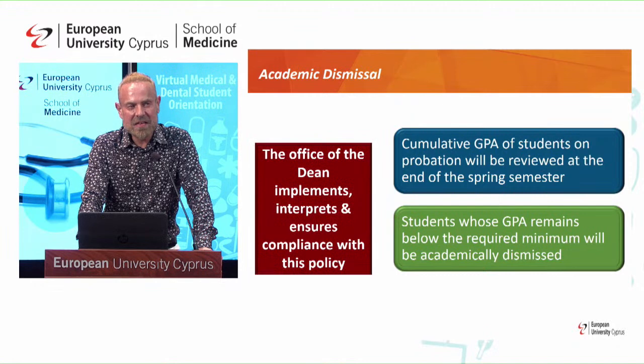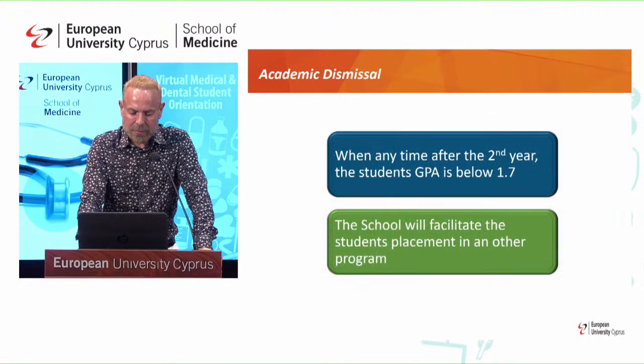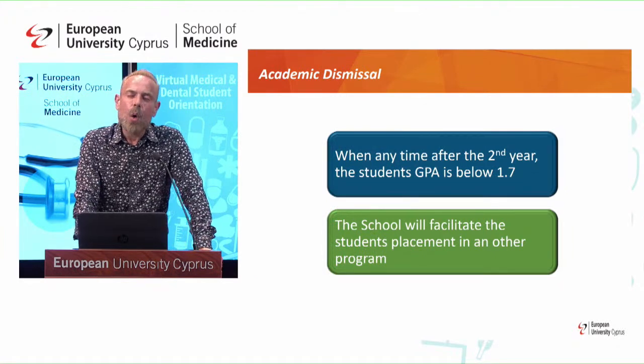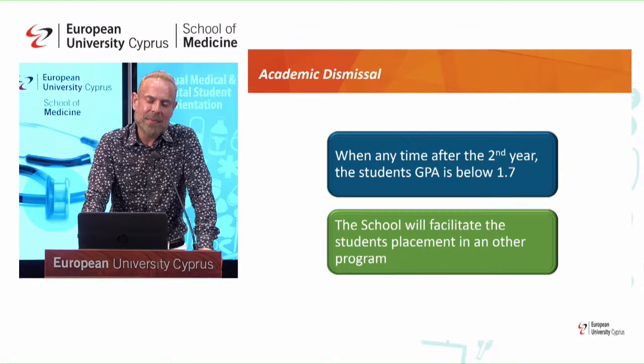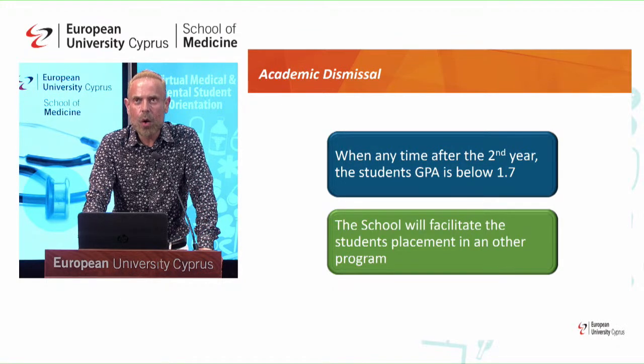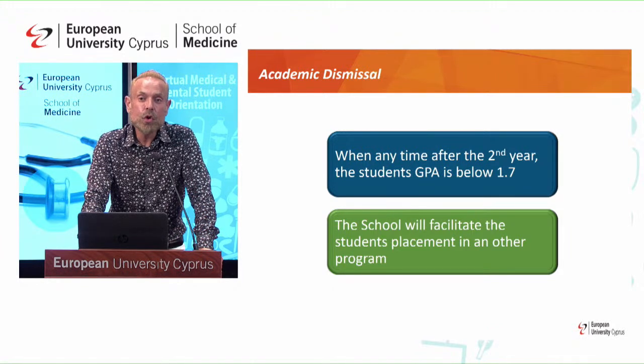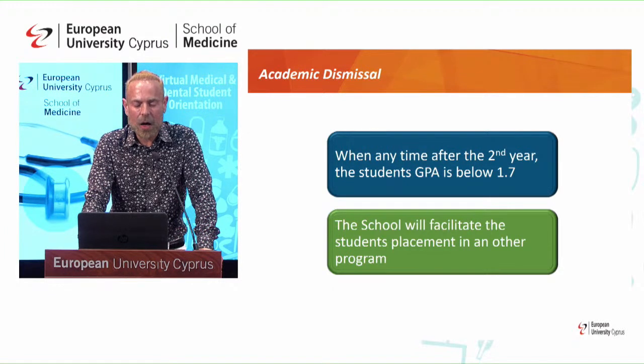The academic dismissal is always overseen by the office of the dean, and it is determined by the cumulative GPA, which is reviewed at the end of the spring semester. When are you in danger of an academic dismissal? You are in danger of an academic dismissal if your GPA is below 1.7. The school will do everything, first of all, to help you not to get there. But in case you get there, the school will do everything in its power to facilitate transition to another program.